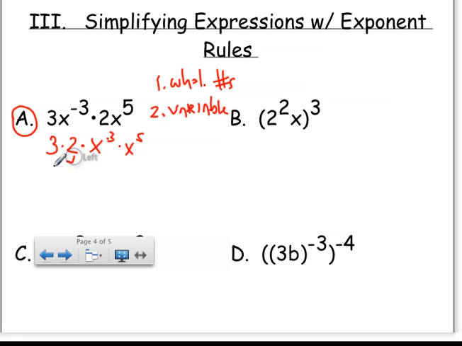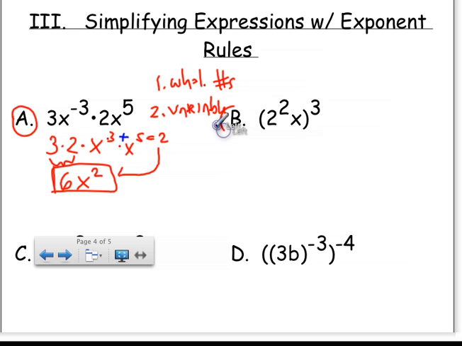3 times 2 is, of course, 6. X to the negative third times x to the fifth, I'm going to use the product of powers rule since I'm multiplying powers, and I'll add the exponents, which makes this 6 times x to the, let's see, negative 3 plus 5 equals 2. And my answer is 6x squared. Remember, negative 3 plus 5 equals 2, so that's how I got my exponent.